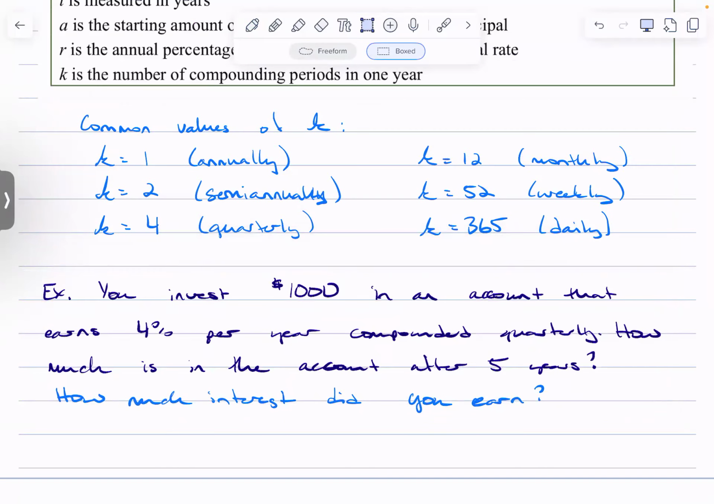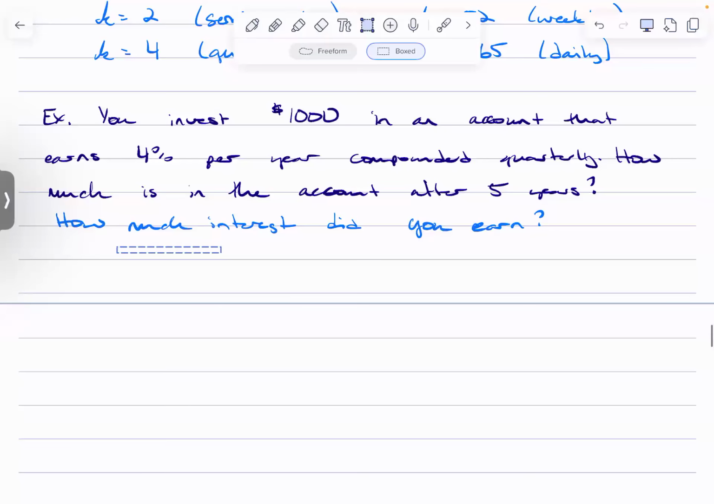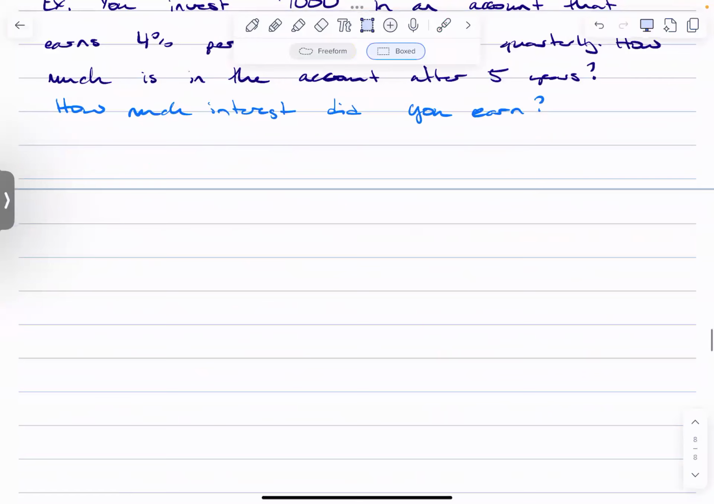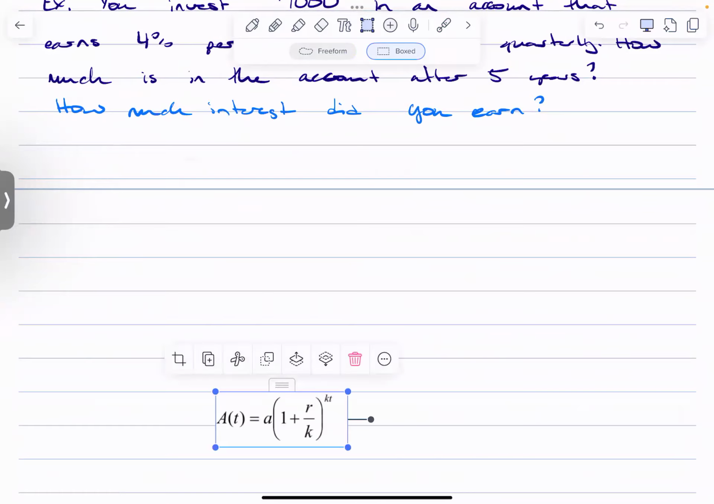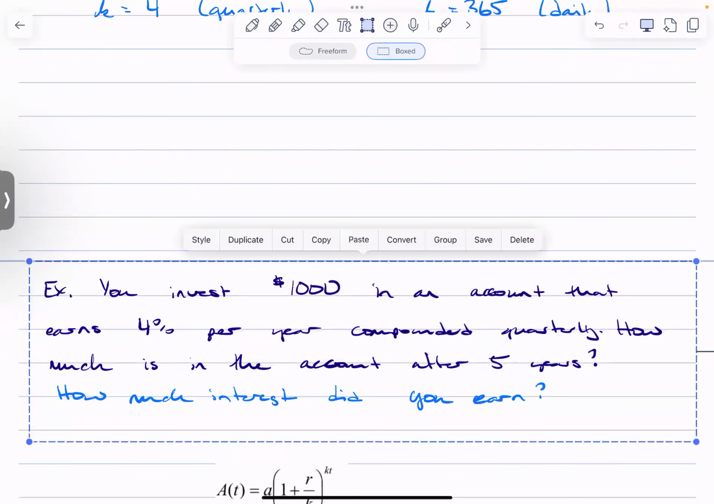As an example, if you invest $1,000 in an account that earns 4% per year, compounded quarterly, how much is in the account after 5 years? And as a follow-up question, how much interest did you earn? Let's see here. We've got our formula that we want to use, and maybe I will keep this just on the same page here.